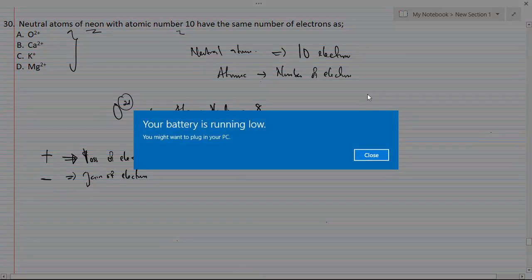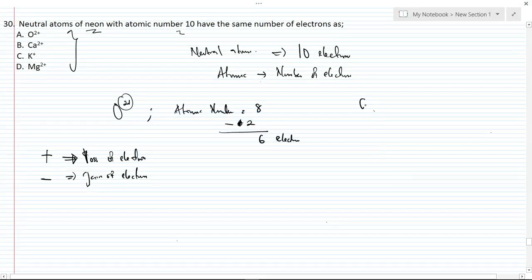For Ca2+, it's the 20th element, so atomic number is equal to 20. Ideally, its number of electrons ought to be 20, but since it has a charge of +2, it means it loses 2 electrons. So number of electrons is actually 18 electrons.